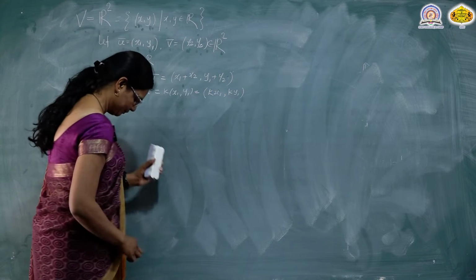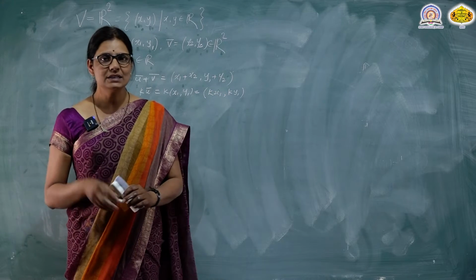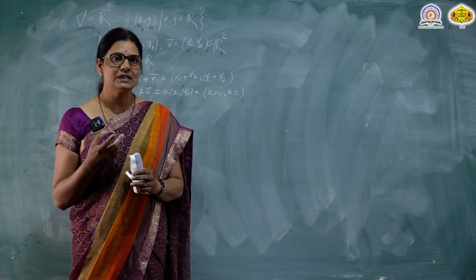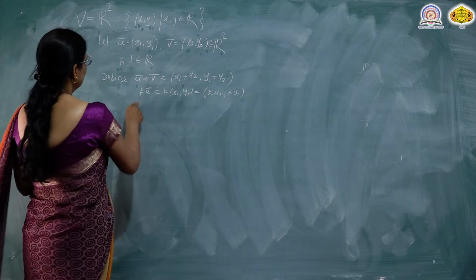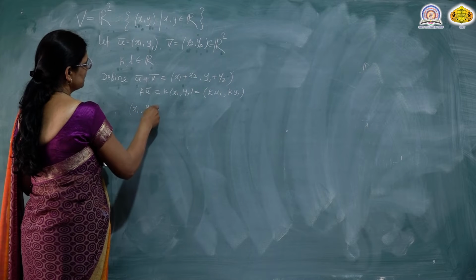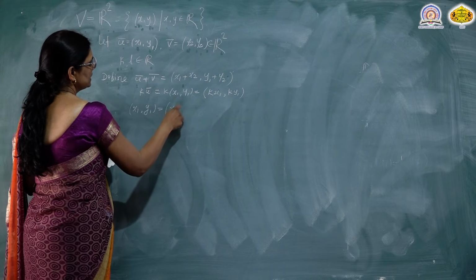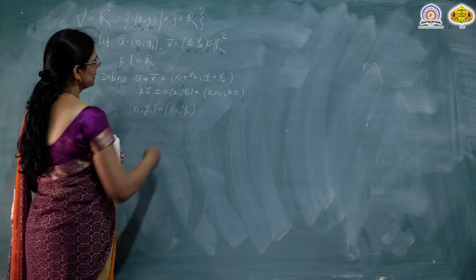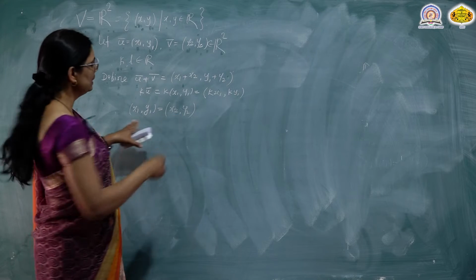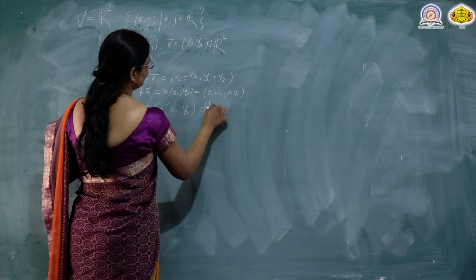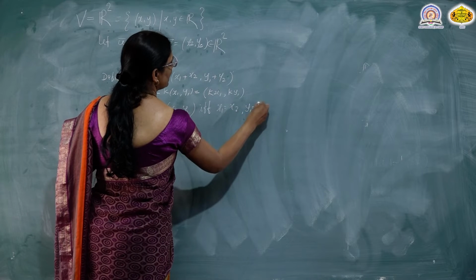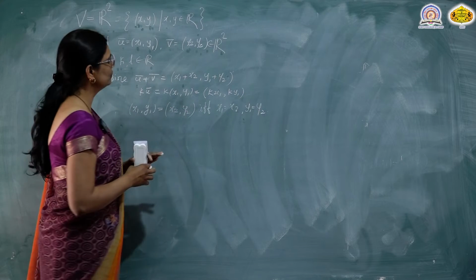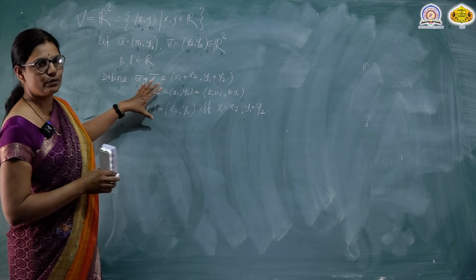Now we also consider the equality of two vectors, when we say that two vectors in R2 are equal. Here the first vector is (x1, y1) and the second vector is (x2, y2). These two are equal if and only if x1 is equal to x2 and y1 equals y2. So these three definitions are important.